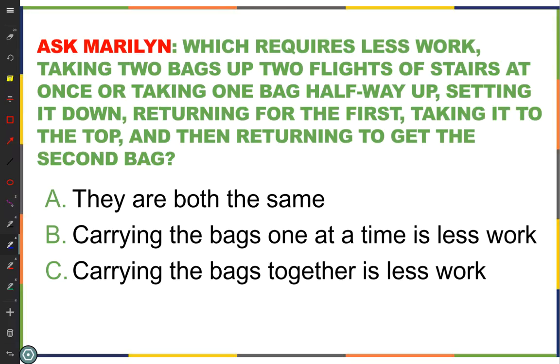Anyway, she was asked, which requires less work: taking 2 bags up 2 flights of stairs at once, just lugging up the 2 bags, or taking one up 1 flight of stairs, setting it down, going down, getting the other one, taking it all the way up, setting it down, going down halfway, getting the first one, and bringing it up? Which one's going to take the least amount of work?